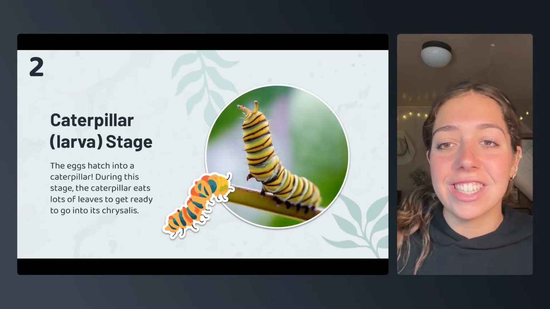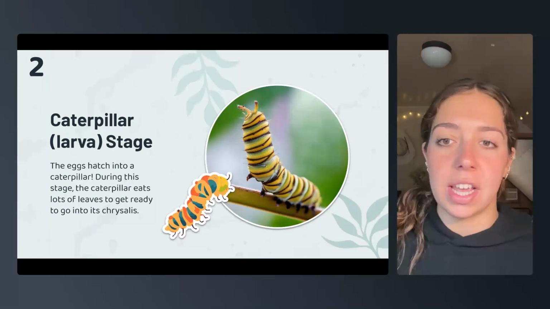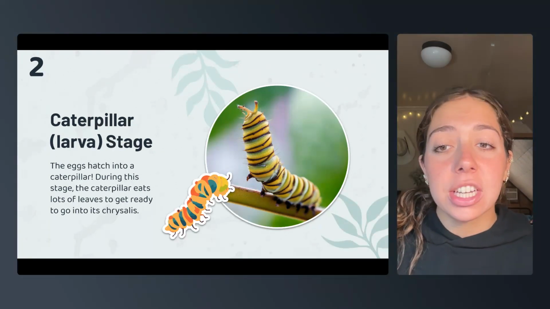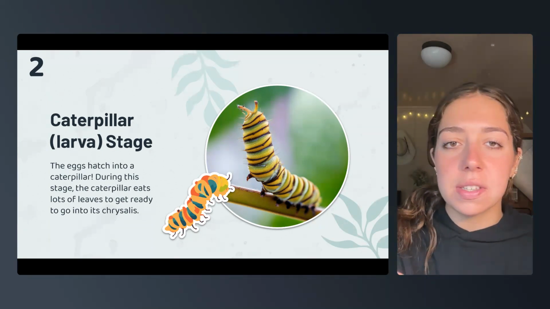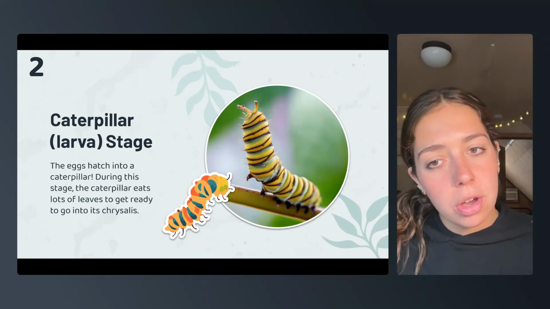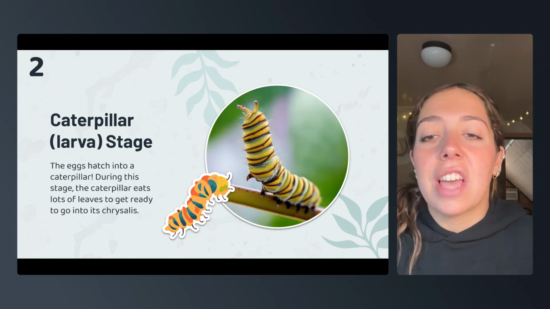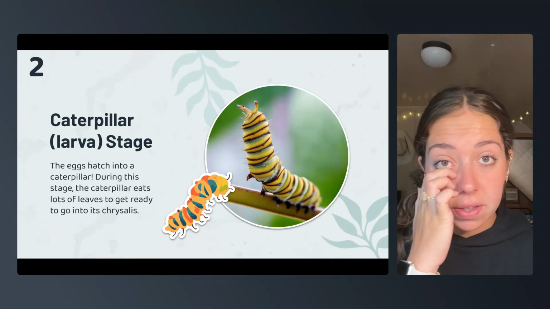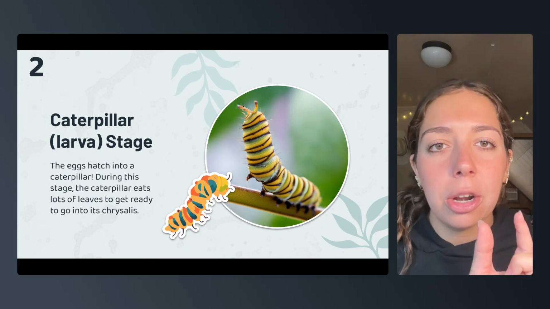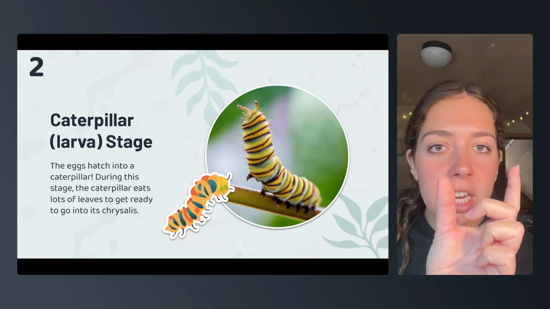The second stage is the caterpillar or the larva stage. The eggs hatch into a caterpillar. So those little tiny eggs, they hatch into these little baby caterpillars who then grow. During this stage, this caterpillar is going to be eating lots of leaves to get ready to go into its chrysalis. So it starts as a little baby caterpillar and then it's going to keep eating and eating.